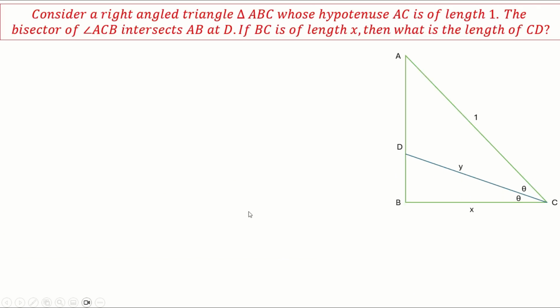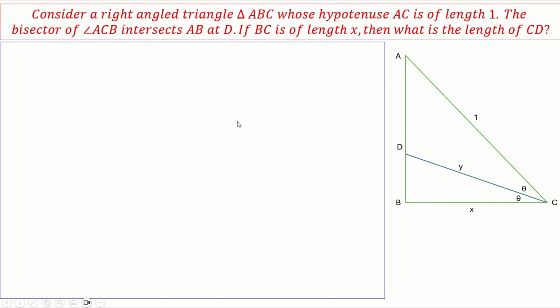Next question is, consider a right angle triangle ABC whose hypotenuse AC is of length 1. AC is 1 length, you can see in the diagram. The bisector of angle ACB intersects AB at D. So CD is the angular bisector, so theta, theta. This is D. If BC is X length, what is the length of CD? So we need to determine Y. Let's use just a simple Pythagoras theorem to solve this first, and then we'll do an easier way. I want to show how much difference the two ways are.